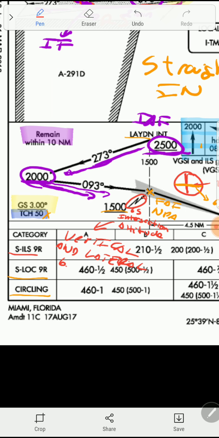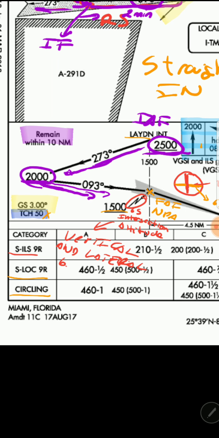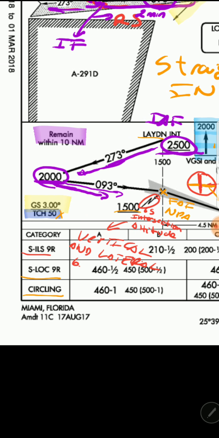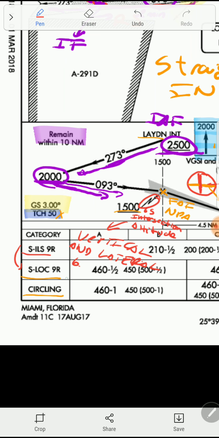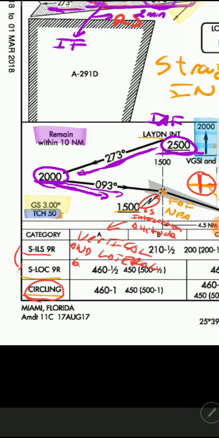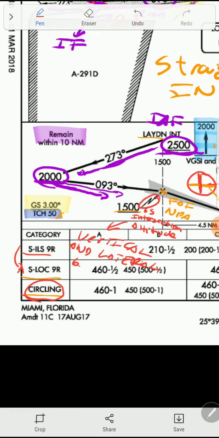Okay, localizer provides you with lateral guidance, this one, but it does not have a glide slope to follow. That's what is non-precision. Circle-in is just the approach that you're going to do, but you can choose between these two. You can either do the ILS or the localizer. Normally, because this one is a non-precision approach as well, you should use the localizer if you want to do a circle to land approach. Okay? Any questions so far?